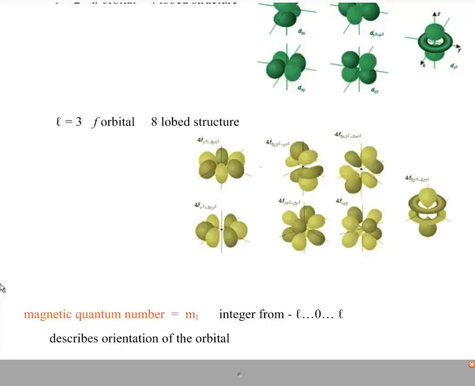If we look at l equals 3, 3 is the value for l, so the values for the magnetic quantum number would be from -3 through 0 to +3. If we count those out, those are 7 different orientations that we can have. If we take a look at the f orbitals, we'll see that there are 7 different orientations. There are 7 f orbitals. So that value comes from our magnetic quantum number.